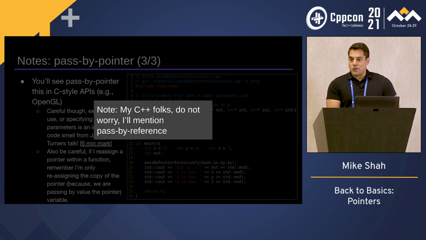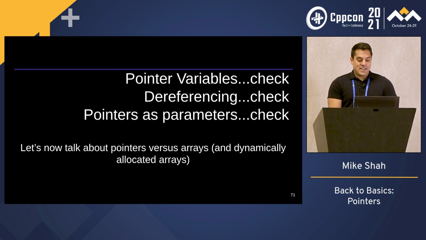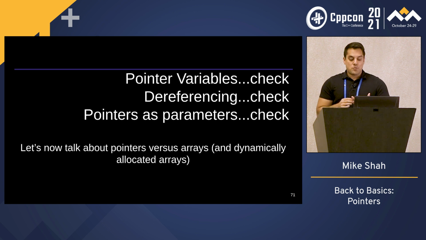All right, and for, of course, my C++ folks here, don't worry, I will mention pass by reference towards the end and why we might like that. Okay, so we've got our pointer variables, that's checked off. Dereferencing, that's checked off, or sort of understand these terms. Pointers as parameters, that's also allowed, that's totally fine.